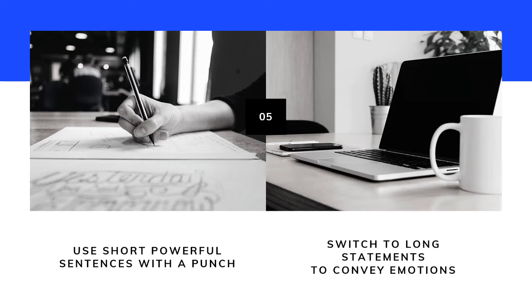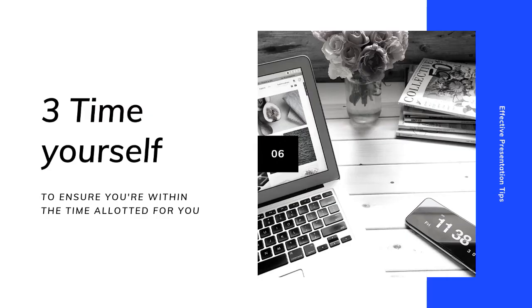Use short powerful sentences with a punch. When you are varying the length of the sentences, wherever possible, use some punches, like cracking some jokes, or whatever is necessary. And if you have some emotions to convey, then you can go for long statements. That is how you can vary the length of the sentences.